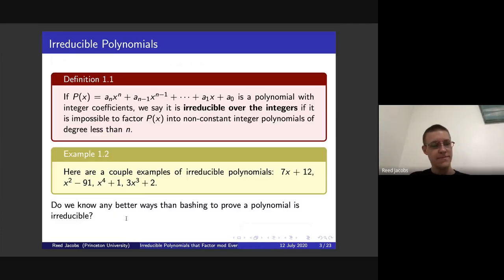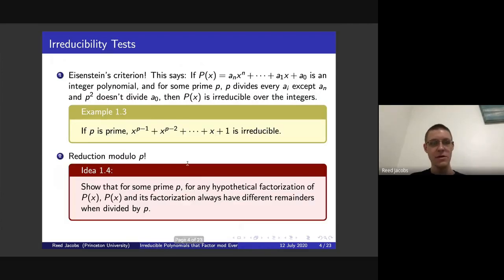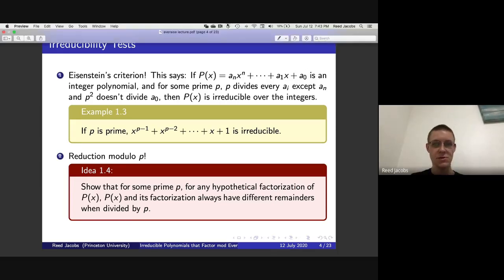And in this lecture, part of what we'll be doing is learning about better ways than just bashing to show a polynomial is irreducible. So one of the first ways is Eisenstein's criterion. This says that if p of x is a_n x to the n plus dot dot dot plus a1 x plus a0 is an integer polynomial, and for some prime p, p divides every coefficient except the leading coefficient, and also p squared doesn't divide the last coefficient, then p of x is irreducible over the integers.